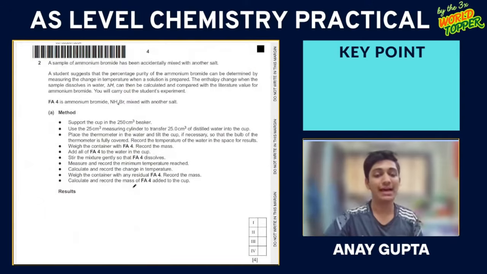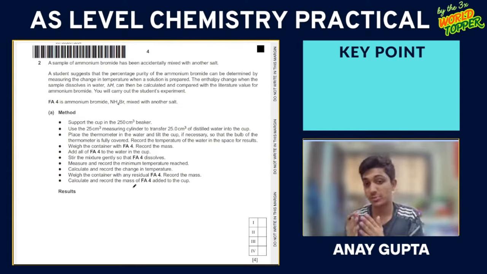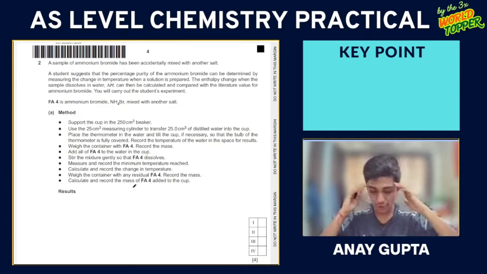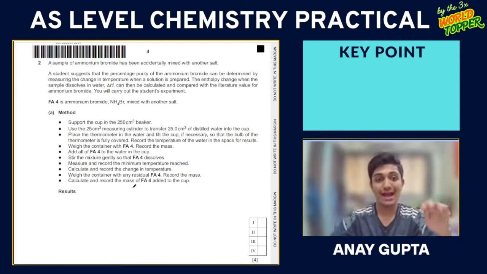Next question. A sample of ammonium bromide has been accidentally mixed with another salt. A student suggests that the percentage purity of the ammonium bromide can be determined by measuring the change in temperature when a solution is prepared. The enthalpy change when the sample dissolves in water, delta H, can then be calculated and compared with the literature value for ammonium bromide. You will carry out the student's experiment. FA4 is ammonium bromide, NH4Br, mixed with another salt. So first, we do not really have to pay so much attention to this entire contextual paragraph. We can first just carry out the method.